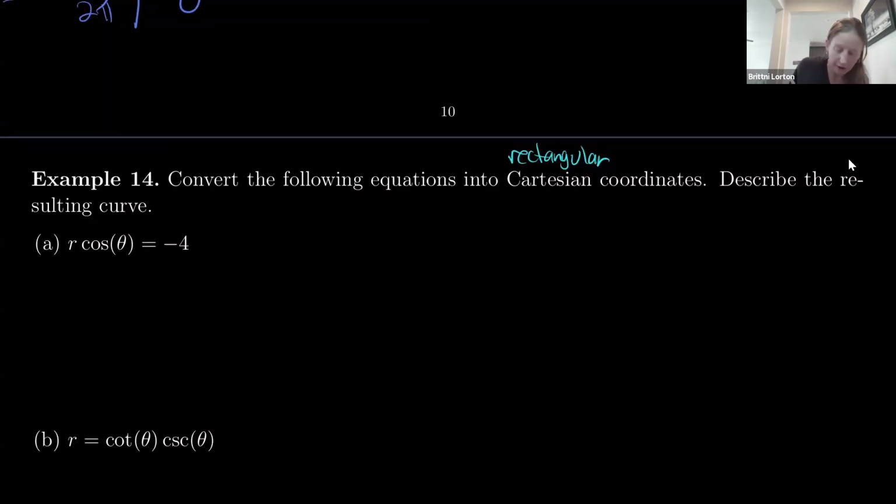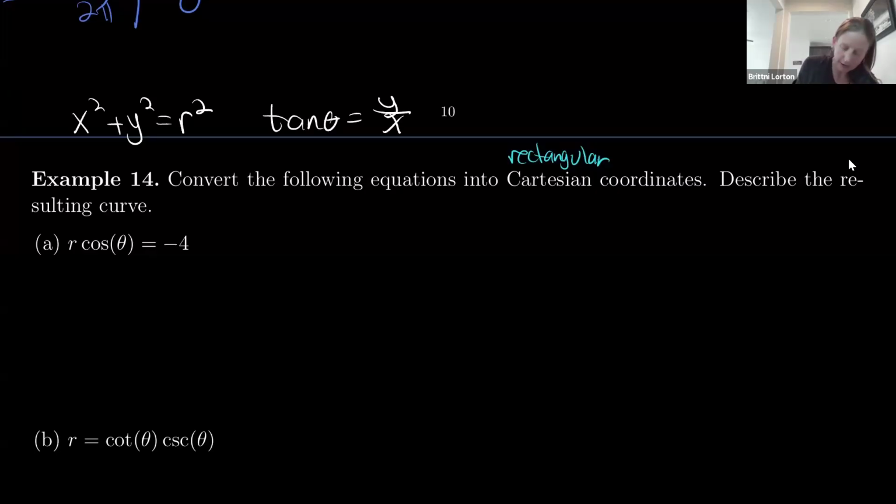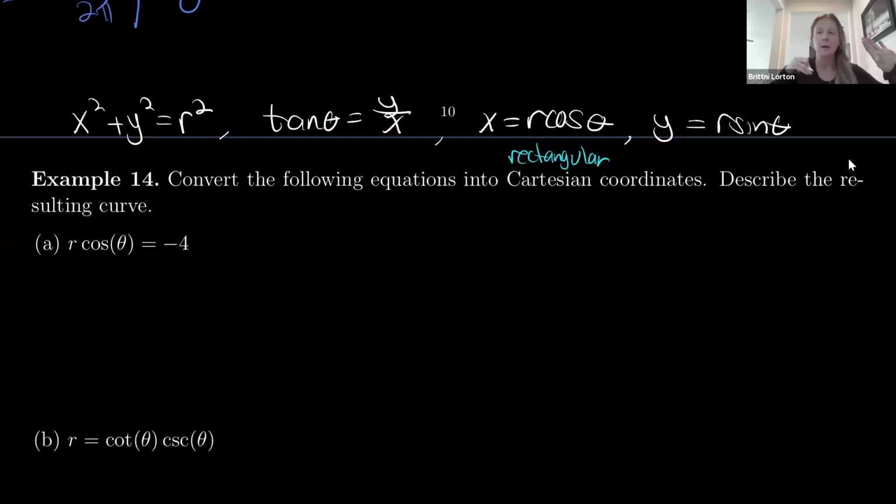What you need to do every time you're going to do a conversion between Cartesian and polar, you use the same 4 equations: x squared plus y squared equals r squared, tangent of theta equals y over x, x equals r cosine of theta, and y equals r sine of theta. Every single time, use those 4. So, is there one I can use?